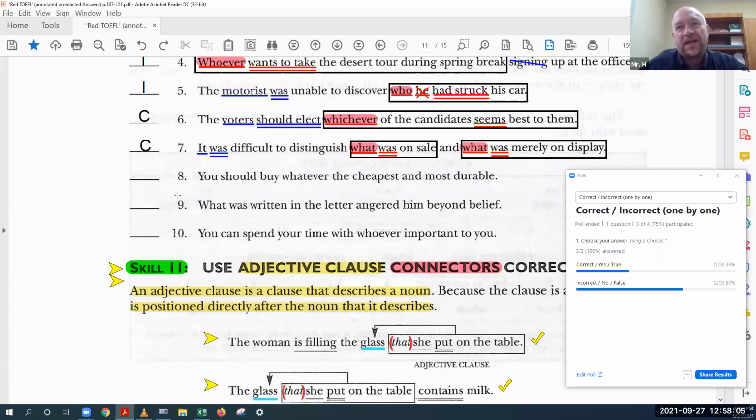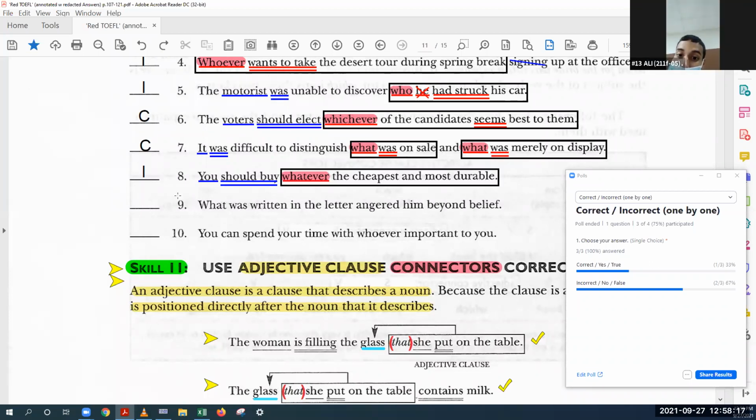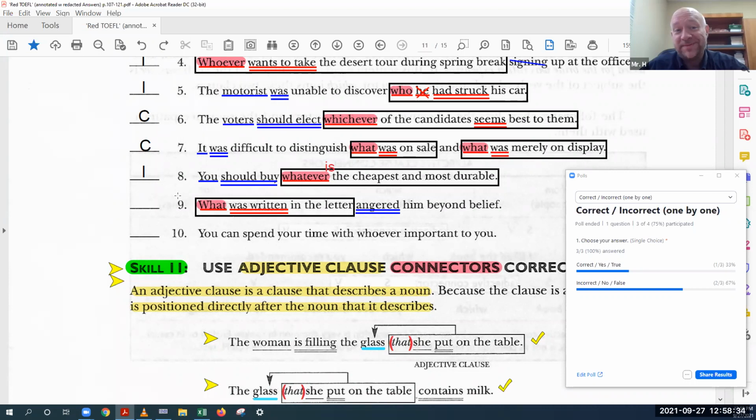How about 9? What do you think, guys? Quickly, tell me, what do you think? I'm sorry, 8. Do you think it's correct or incorrect? Number 8. Incorrect. How about 9? What do you think? Incorrect. Or correct. Are you sure? This is correct, gentlemen.